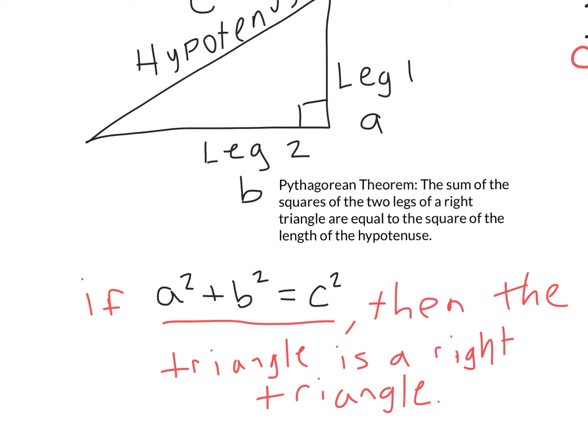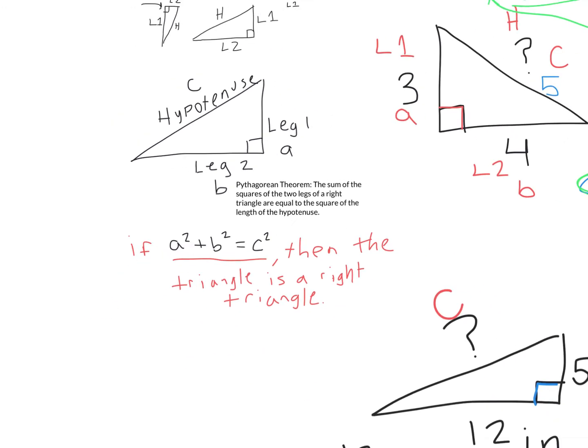That's the converse of the fact that in a right triangle, A squared plus B squared equals C squared. So what that means is that we could use this definition, A squared plus B squared equals C squared, to determine if a triangle is a right triangle or not. So let's look at a couple of examples of what that means.